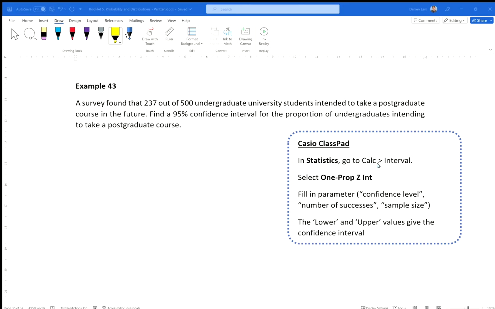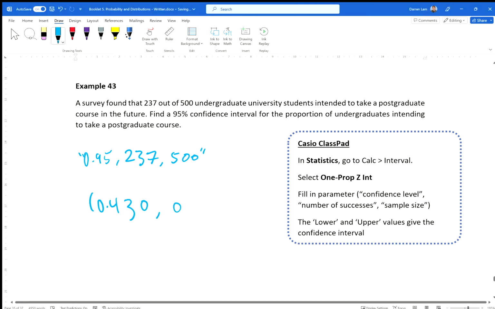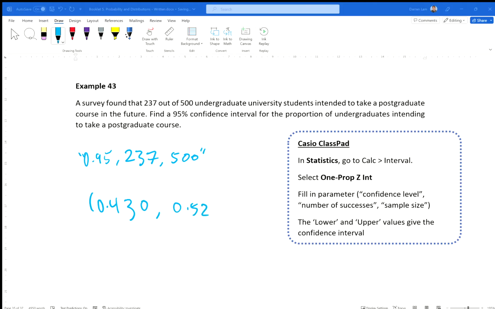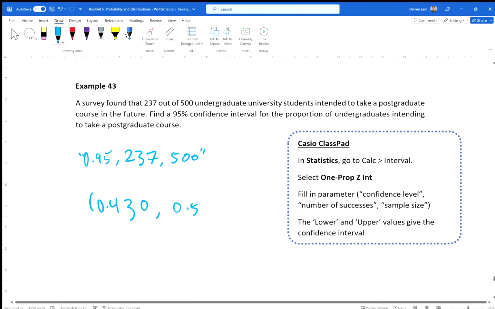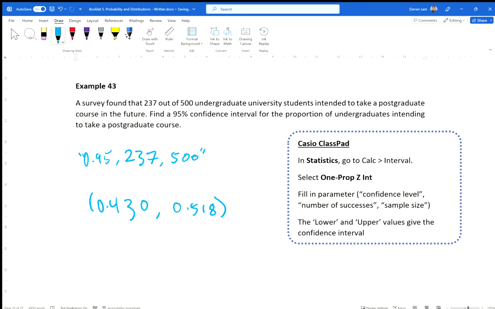Once you've done that, hit next, and voila, it gives you your lower and your upper. Coincidentally, it also gives you a p-hat, but we'll ignore that for now. So, I'm putting my parameters in here: 0.95 for my confidence level, 237 for my successes, and 500 for my sample size. We end up with a value of 0.430. We round it to 3 decimal places, to 0.52, no, 0.518, we'll go with that. It's a 95% confidence interval using the calculator. Any questions?